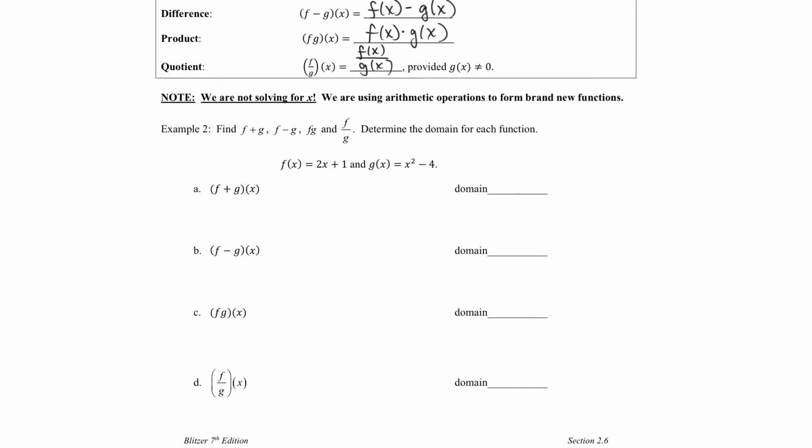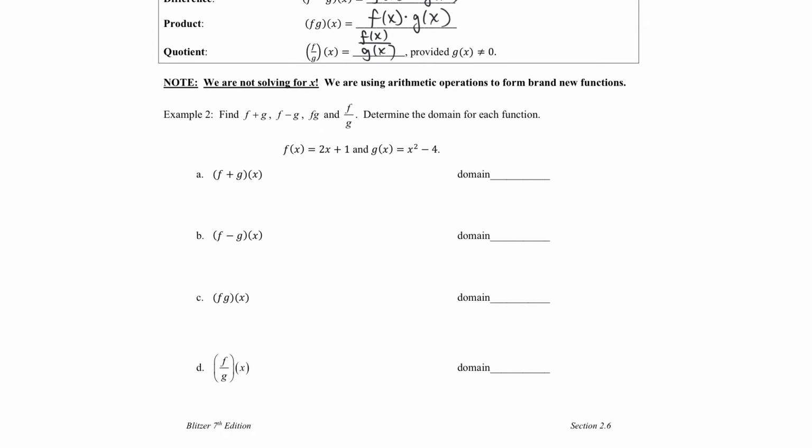So let's look at a couple of examples. In example 2, we're going to find the sum, difference, product, and quotient of these two functions. F of x is 2x plus 1. G of x is x squared minus 4. So if I want to find f plus g of x, this is simply going to be equal to f of x plus g of x. So 2x plus 1 plus x squared minus 4.